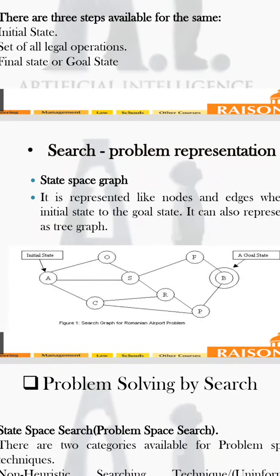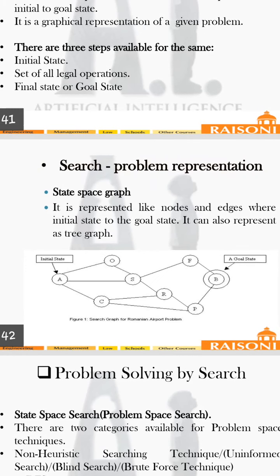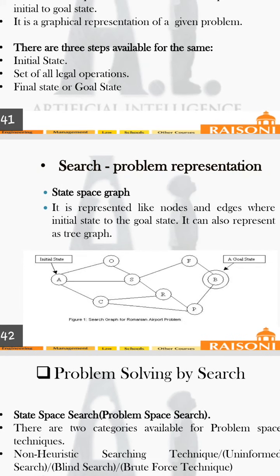Now, how is the search problem representation designed? It is represented with nodes and edges, where the initial state to the goal state is represented just like a tree graph. We already discussed this in second year. This is nothing but your directed acyclic graph, a graphical representation with the help of nodes and arcs.